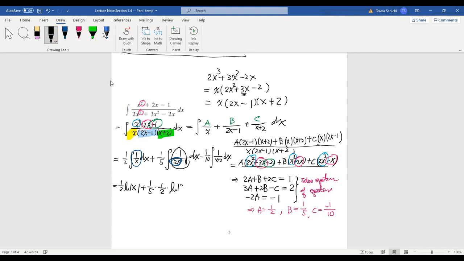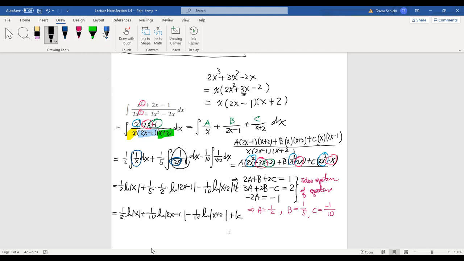The natural log of 2x minus 1, and the minus 1/10. What is here? This is just natural log of x plus 2, plus k, right? So now your final answer is 1/2 natural log x plus 1/10 natural log of 2x minus 1, minus 1/10 natural log of x plus 2, plus k here.